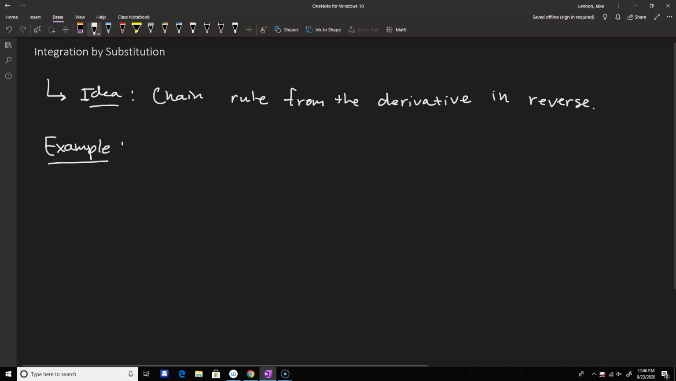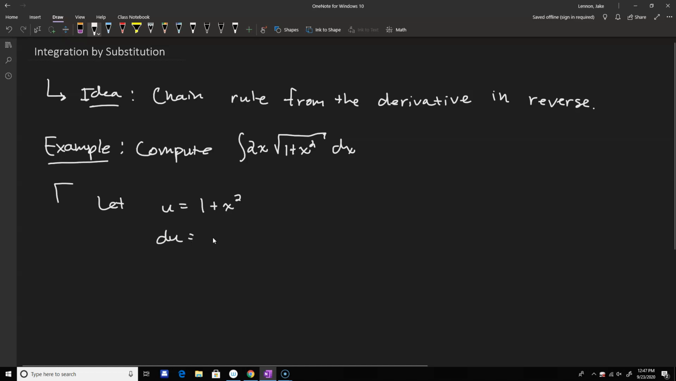So let's suppose that we wanted to compute the integral of 2x times the square root of 1 plus x squared dx. If you look at 1 plus x squared, you might notice that the derivative of 1 plus x squared comes out to 2x. So that's the substitution, and sometimes this is known as u substitution. Typically people use u as the letter for the variable substitution. So we let u equal 1 plus x squared, and then du will equal 2x times dx.